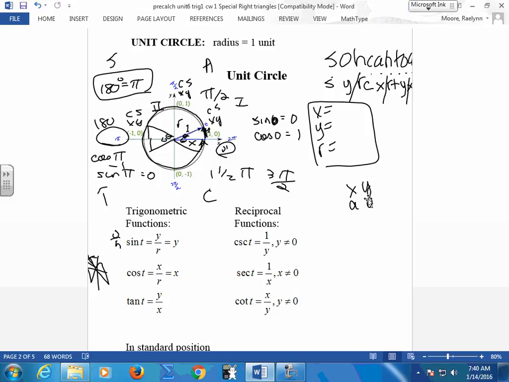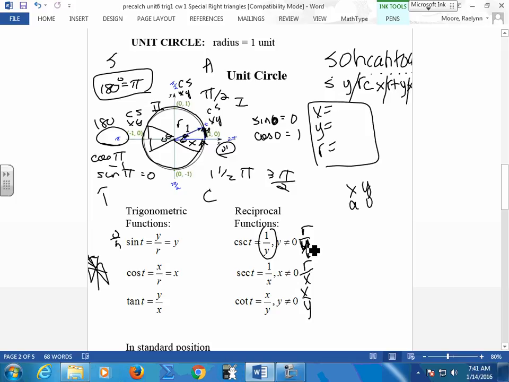All right. And your reciprocals, everybody remembers your reciprocals? The easiest way to do a reciprocal is to flip this over. R over X, I'm sorry, R over Y. R over X, X over Y. Flip these over.